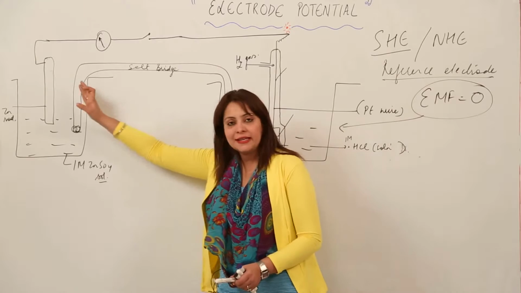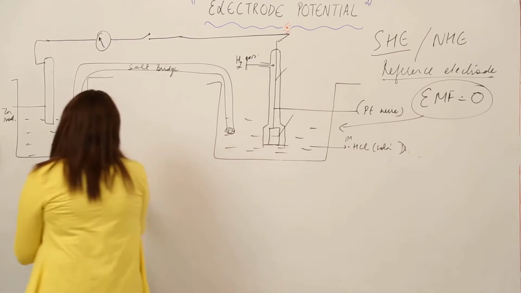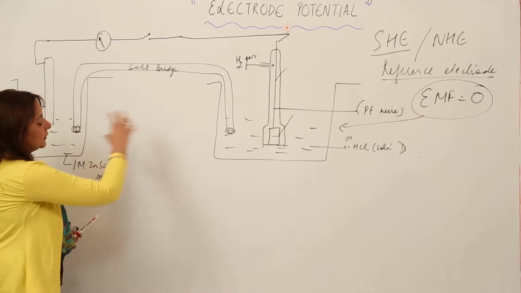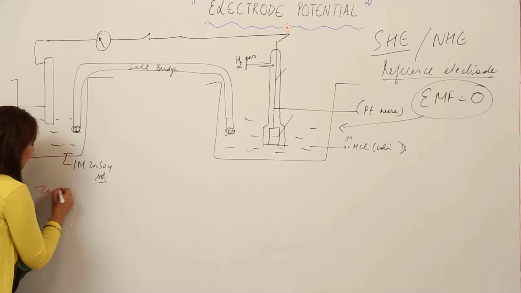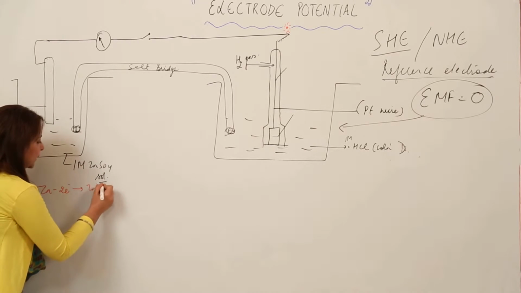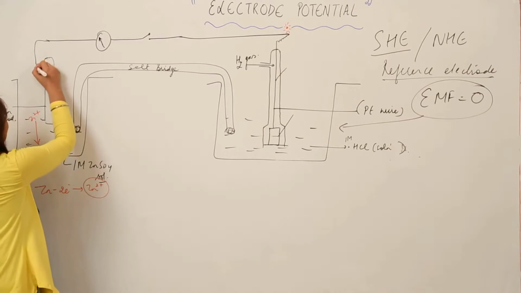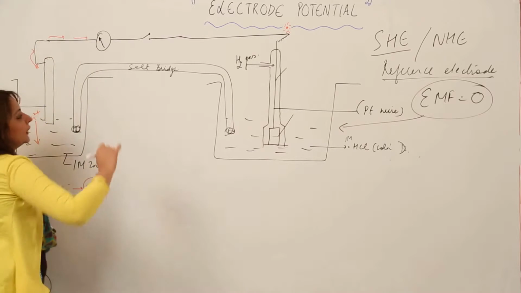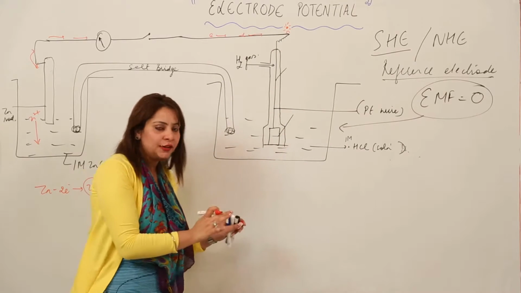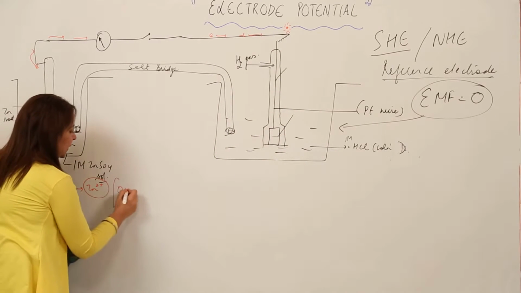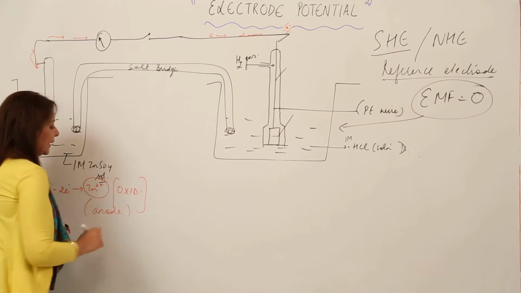So what I have done, again, zinc rod in ZnSO4 and this is the SHE. Zinc has a tendency, when it is combined with this, to get oxidized. We see that it loses 2 electrons and forms Zn2+. This Zn2+ goes into the solution and the electrons move along this side and reach the SHE. So obviously oxidation is occurring here, and the terminal where the oxidation occurs acts as anode.